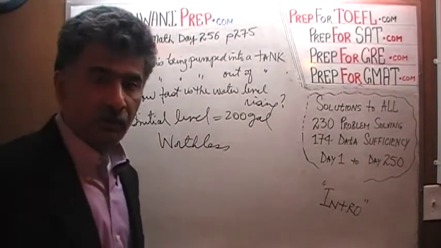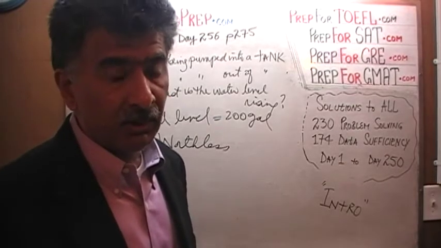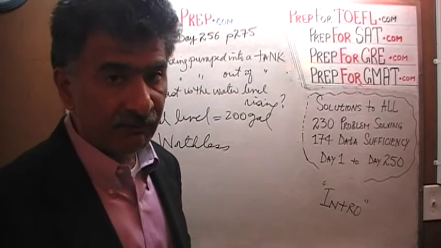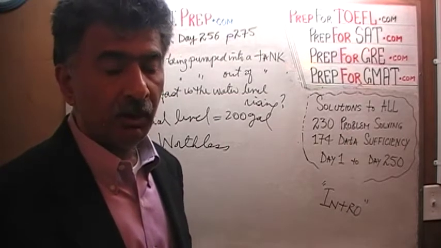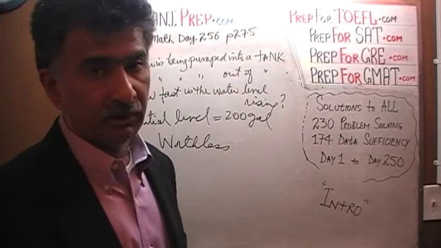Knowing the initial level of the water, when the story began, is not going to enable us to figure out how fast the water level is rising. How fast the water level is rising is completely independent of how much water there was in the tank to begin with. It has nothing to do with it.